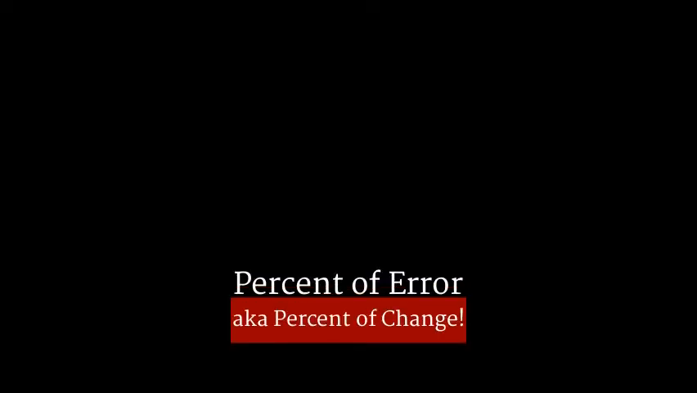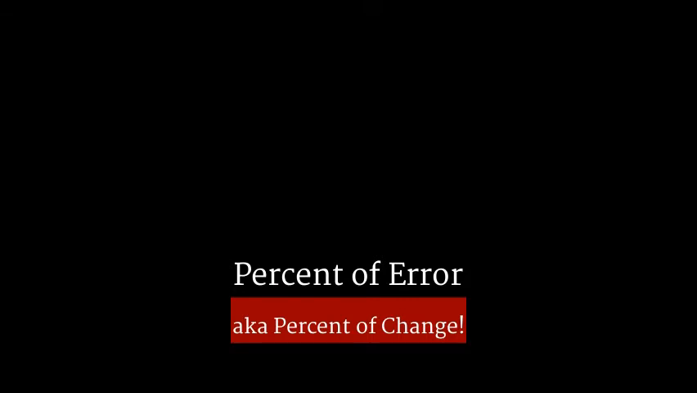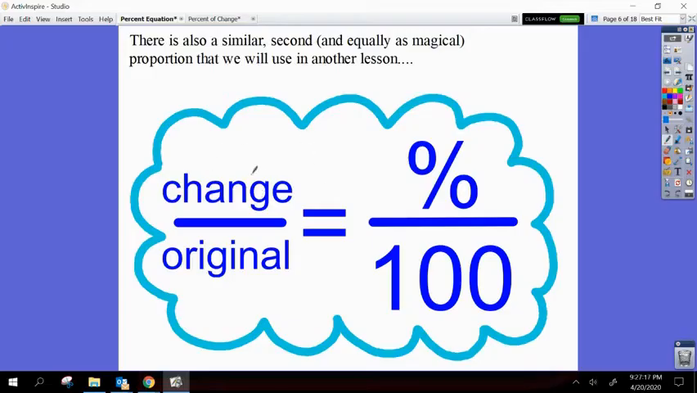We're still going to use the formula percent over 100 as usual, but on this side we'll use again the amount of change, how much it changed over the original, or the amount of error over what it was supposed to be. So the amount of change, how much it changed over the original, equals percent over 100. This is the one we're going to use for this particular lesson.